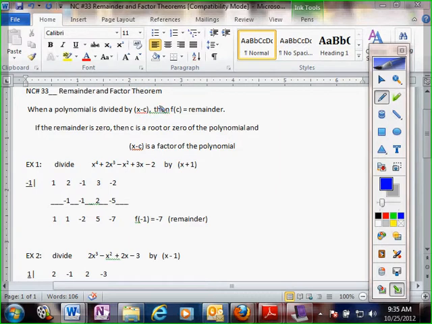So if we're divided by x minus c, which is when we're using synthetic division, then f of c is the remainder, okay? If the remainder is 0, then c is a root or 0 of the polynomial, and x minus c is a factor of the polynomial. Now the reason why I mentioned synthetic division here is because there's two ways of determining what the remainder of a polynomial is going to be.